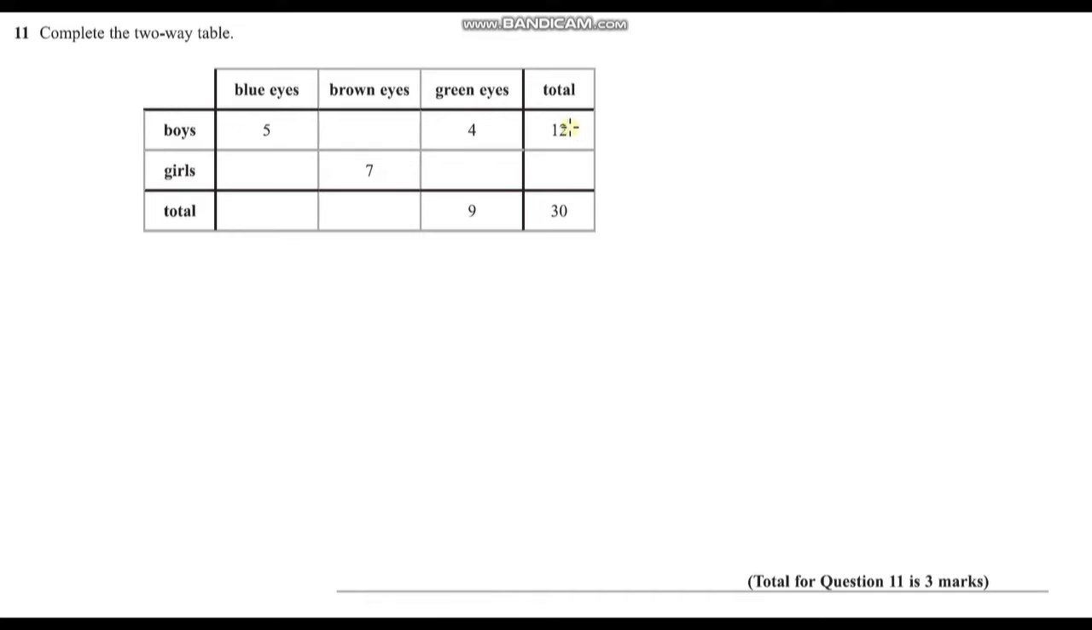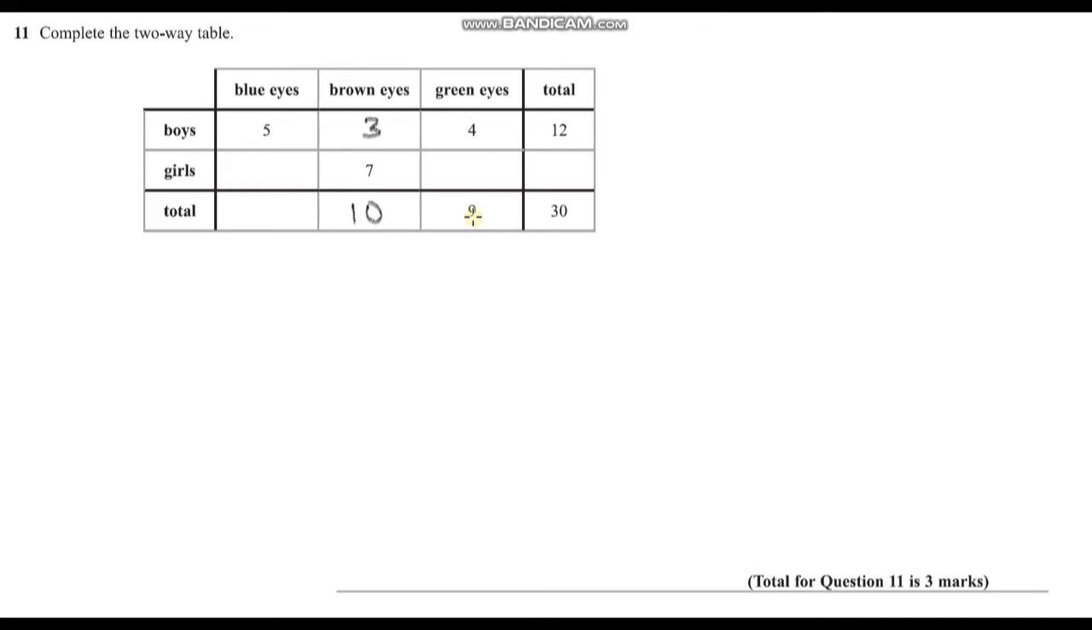If we know the total number of boys is 12, there were 5 that had blue eyes, 4 had green eyes, that's a total of 9. Then however many is left over must be brown eyes. So 5 plus 4 is 9. Take that away from 12 and we get 3. And now we've done this, I can focus on this column. This is just the total. So 3 plus 7 is 10. I can work out this one.